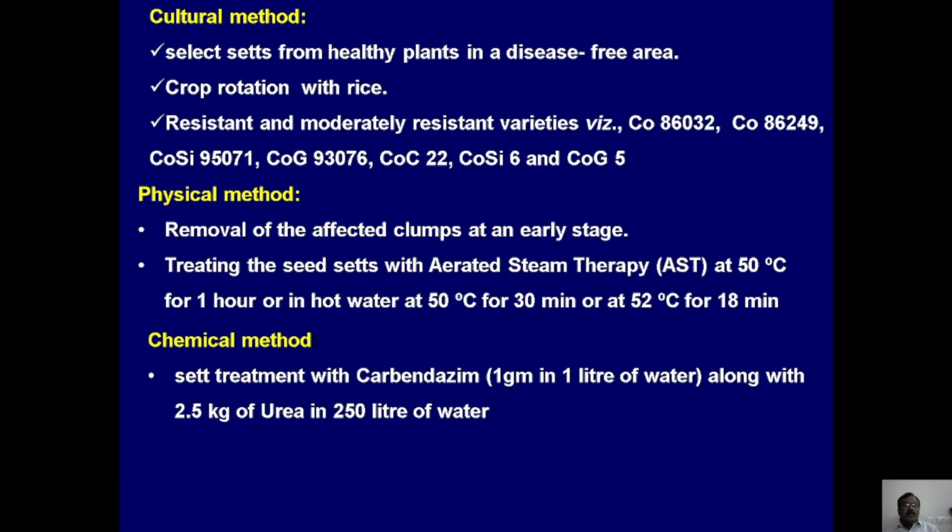And the chemical method, that is set treatment with carbendazim or spot drenching during the growth period, is also advisable. This carbendazim is responsible for reducing the inoculum density in the seed set material, and urea is helpful in hastening the germination and growth process.